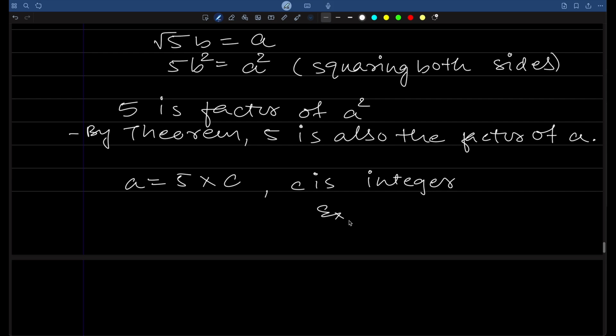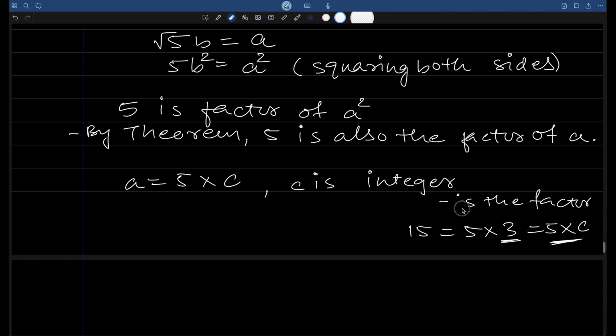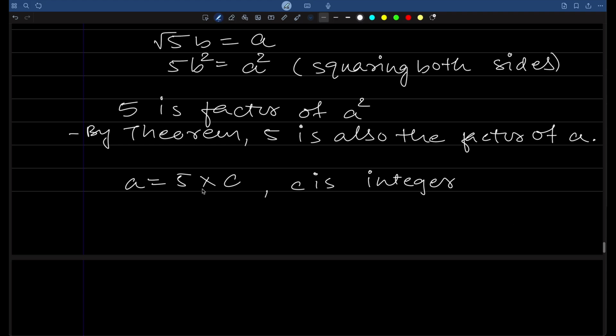This is similar to, let's take one small example, 15. 5 is one of the factors. That means I can write 15 equals 5 into some other constant, which is c, that is 5 into some other constant. In this case we have taken c. So c is an integer, and we can write a equals 5 into c.